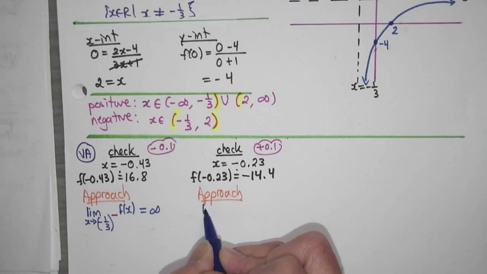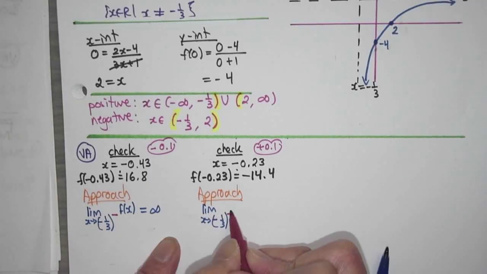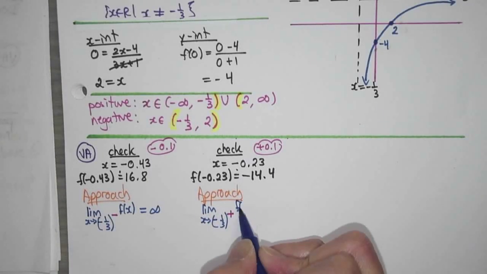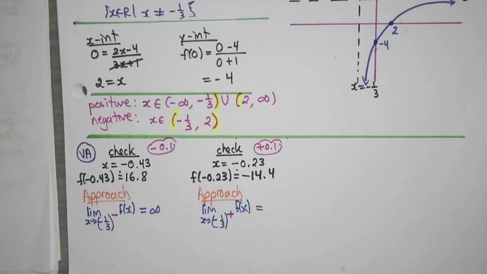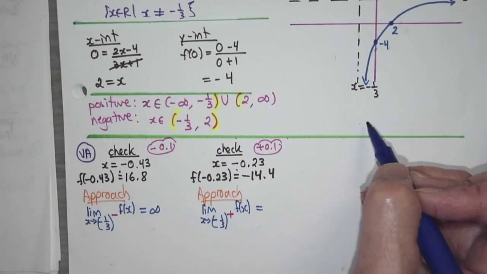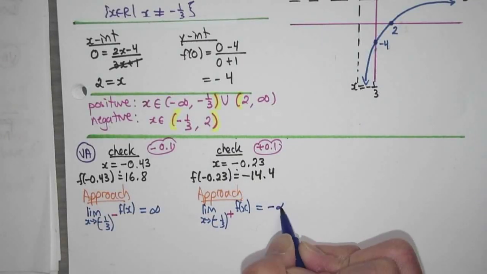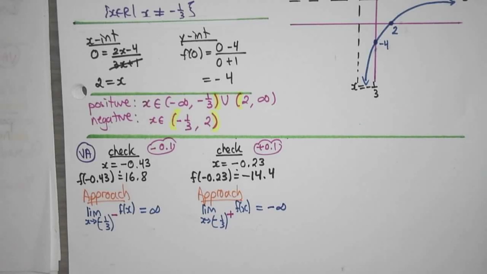Okay, my approach here would be x approaches negative 1/3 from the right of the function, and that would tell me that it's heading on the right, it was heading down. And look, I got a negative 14, which is telling me negative infinity. Again, it's not a huge number, but in comparison to 0.66, where my graph is very small, 14 is quite large.